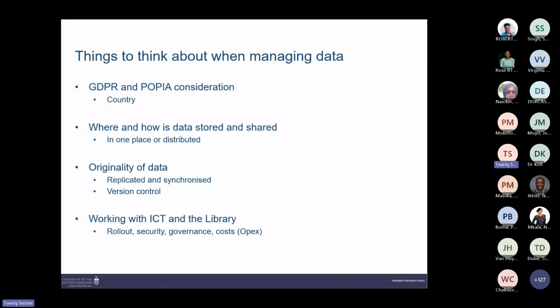So the things to think about when managing data. This is you. What you need to think about so that you can manage data in a good way when you're working on a national and international level is to be cognizant of the various acts, laws, and regulations out there. For a start, I would look at POPIA and GDPR, and if you're working in different countries, see if they have their own.